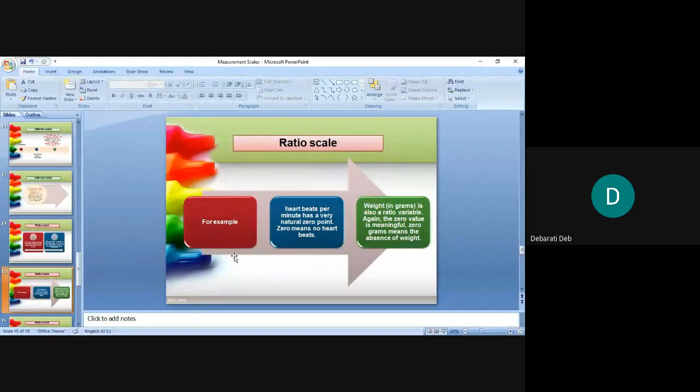For example, heartbeats per minute has a very natural 0. 0 means no heartbeats. Weight in grams is also a ratio variable. Again, the zero value is meaningful. 0 grams means the absence of weight. So suppose a baby is in the tummy of the mother, then at that time the weight will be 0. The weight will not be calculated. The weight of the baby will be calculated as the overall weight of the mother.